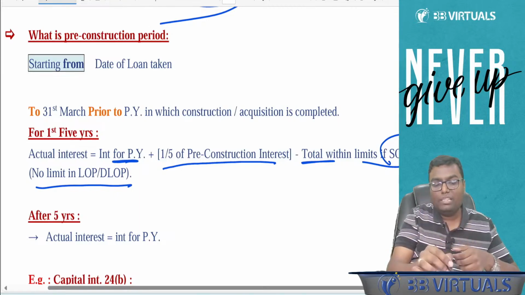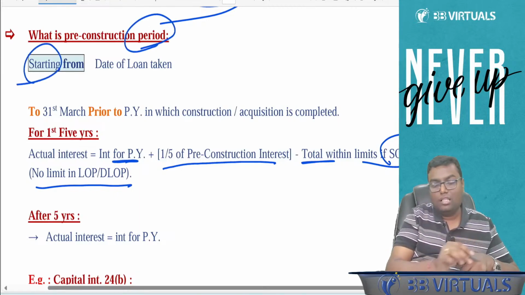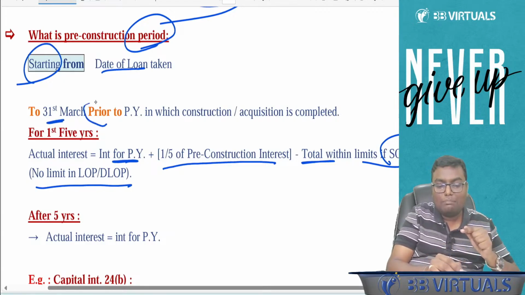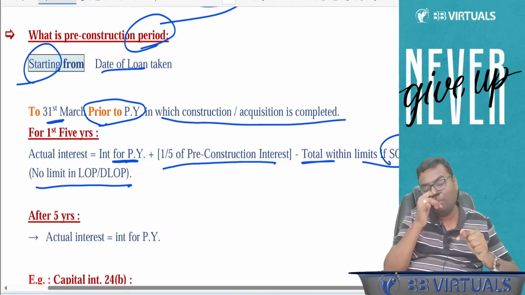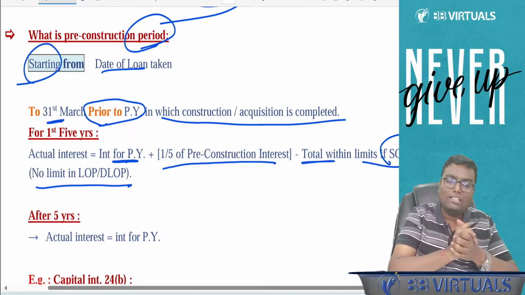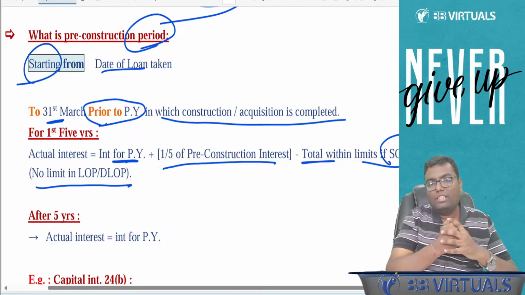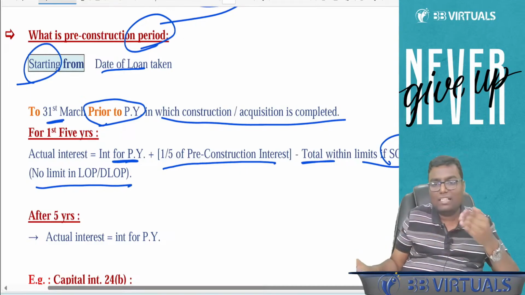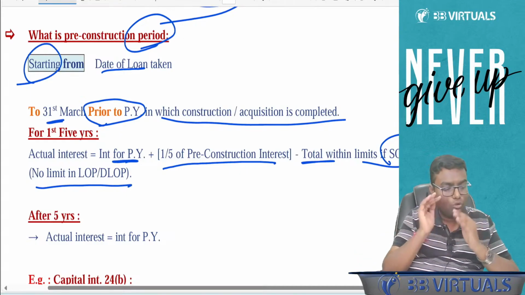Acha, the pre-construction period will always start from the date of loan, but it will end on 31st March prior to the year in which construction is completed. Because from the year in which construction is completed, you will get your normal deduction. Now, all these points you need to remember only if you don't understand the logic. If you understand the logic, the entire thing will go like that only, go with the flow.